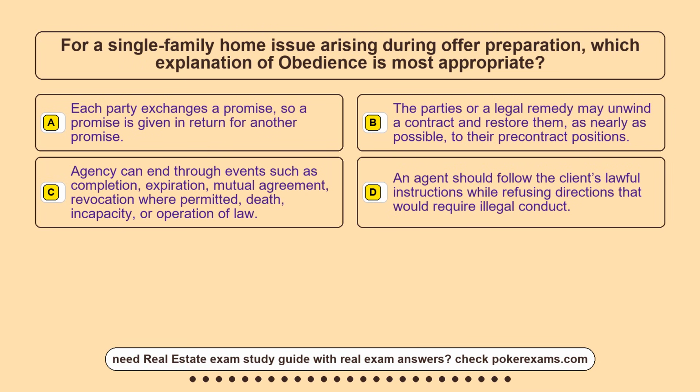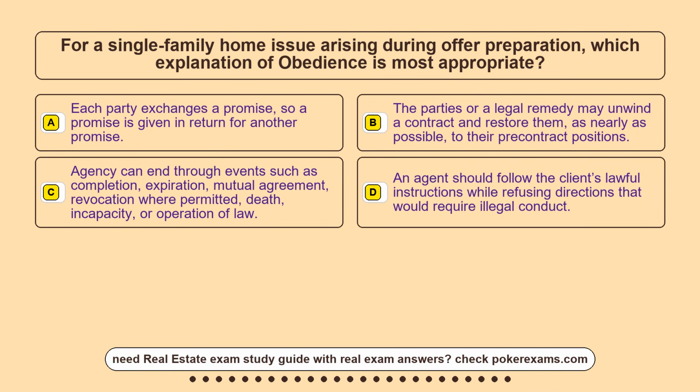Question 12. For a single-family home issue arising during offer preparation, which explanation of obedience is most appropriate? Option A. Each party exchanges a promise, so a promise is given in return for another promise. Option B. The parties or a legal remedy may unwind a contract and restore them, as nearly as possible, to their pre-contract positions. Option C.